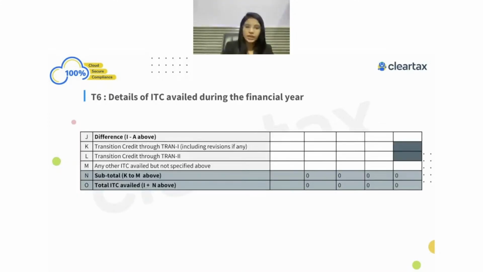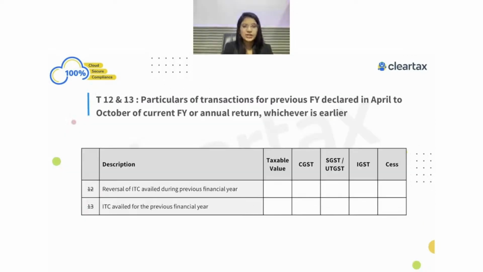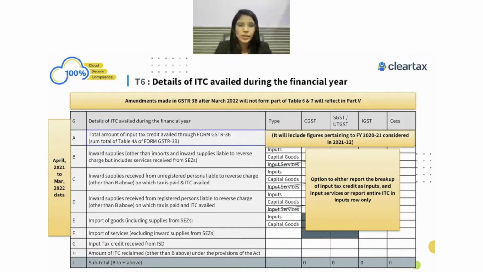So for that, the government has made some information mandatory and some information optional. So let's first understand what the mandatory information and the optional information in table number 6 are. Right now I'm just focused on table number 6, and I'm just talking about the ITC which you have claimed. This does not include the ITC which you have reversed. And this entire ITC is related to the ITC which has been claimed in your GSTR 3B of FY 21-22.